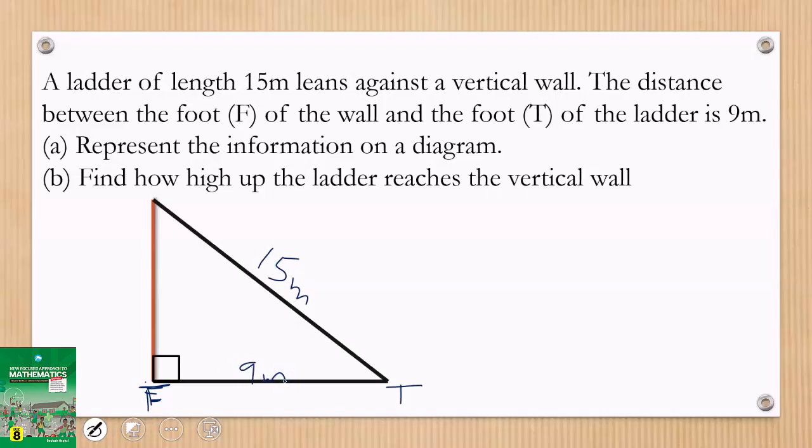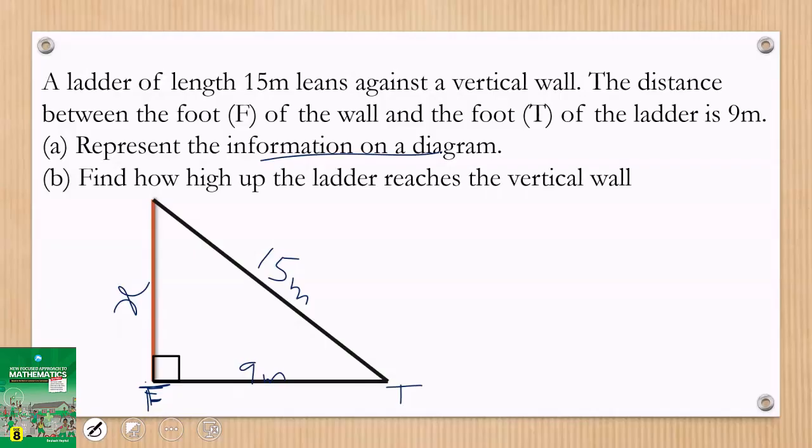We want to find how high the ladder reaches the vertical wall. That means we want to know the length or the height of the wall where the ladder reaches. So I can put H there for that, or I can put X for that. So the diagram here represents the first part of the question, which is to represent the information on the diagram.